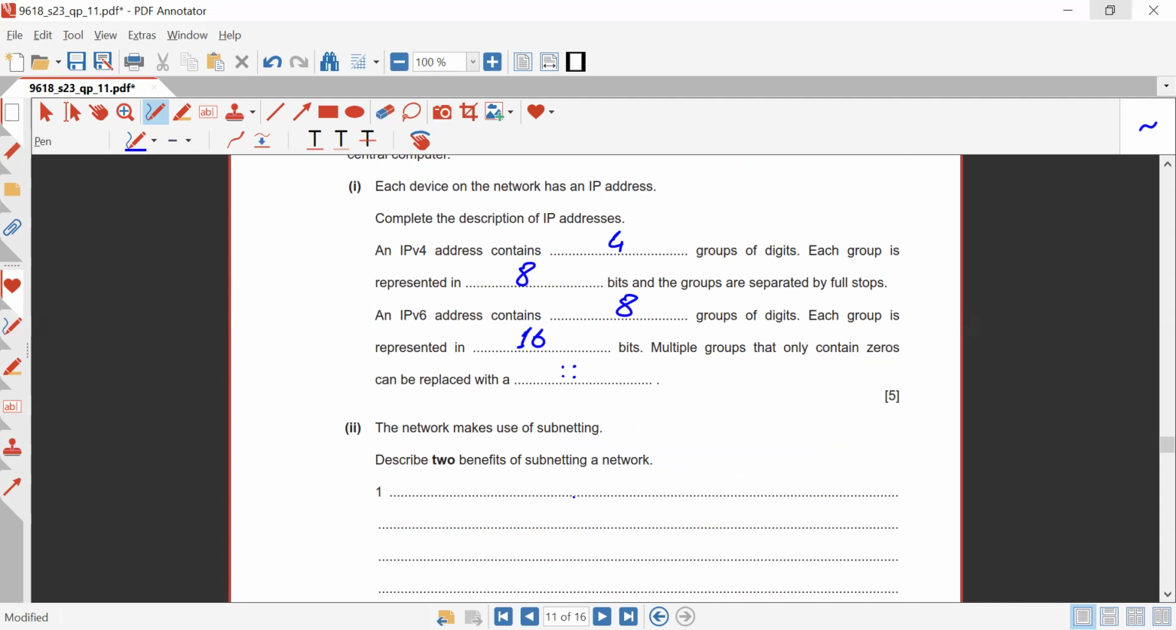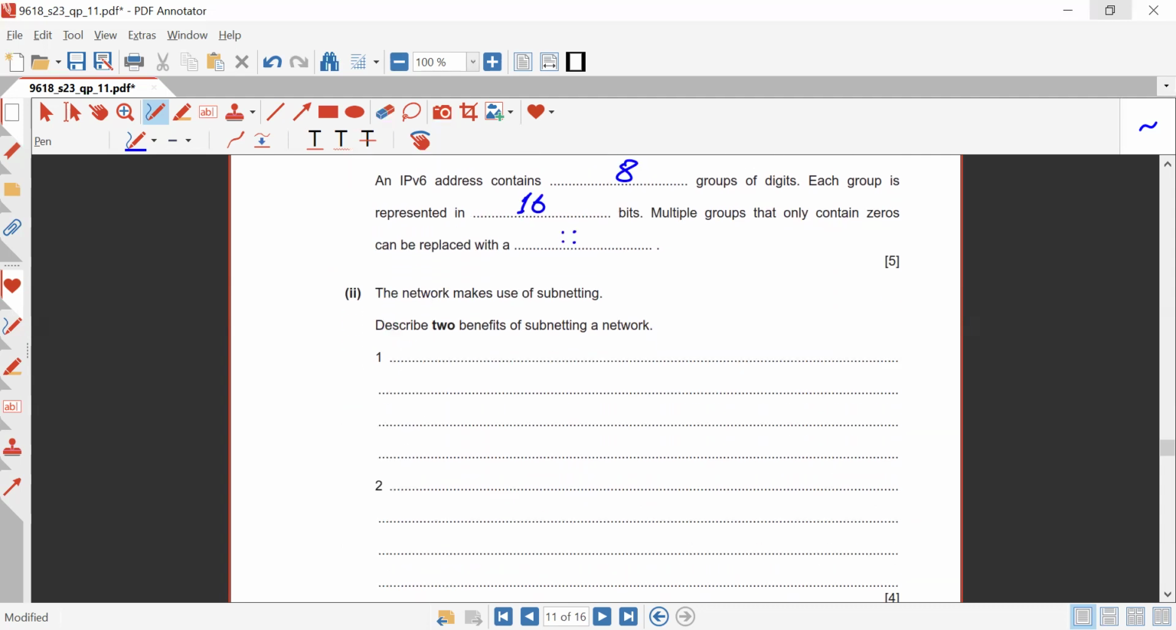Okay, coming towards the next part. The network makes use of subnetting. Describe 2 benefits of subnetting a network. The major benefits are that you do not need to buy multiple static IPs, it could allow easier maintenance, it could reduce the amount of traffic in a network, and it may improve the security of the network as well. So these could be multiple points.